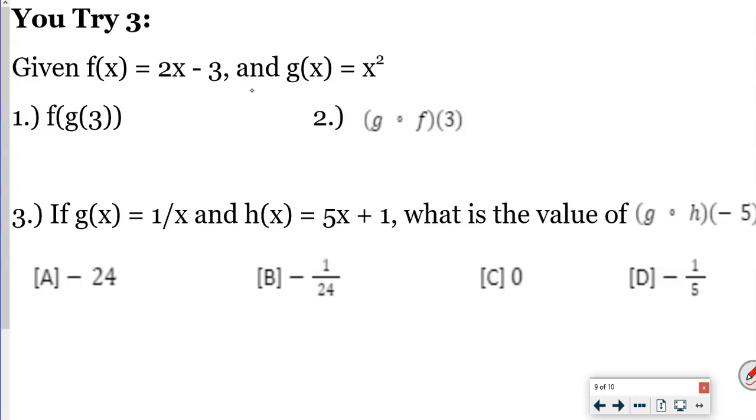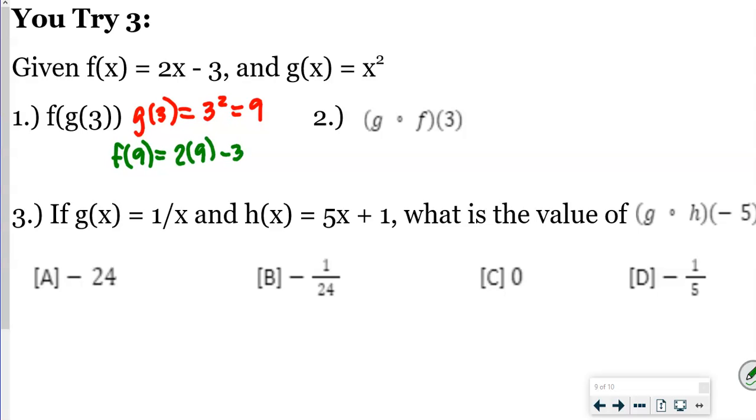All right, so this next one. Again, we're going to do g of 3. So g of 3 is going to be 3 squared, that equals 9, right? Then we're going to put that in our other function, f of 9. So that's going to be 2 times 9 minus 3. That's 18 minus 3, which is what? 15. Yep.